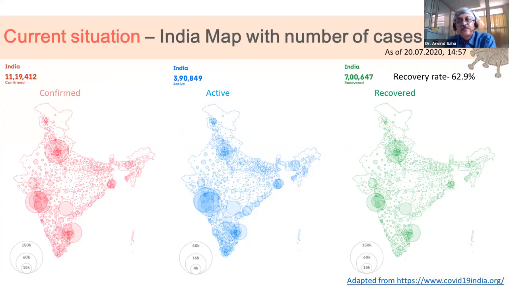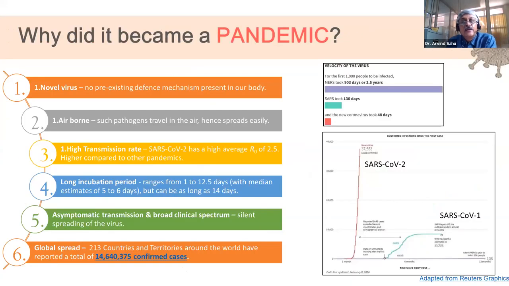So there are many active cases, close to 4 lakhs now, but the good thing is that the recovery rate is pretty good, about 63%, and over 7 lakh people have recovered. So the question obviously is, why did this disease really become a pandemic?